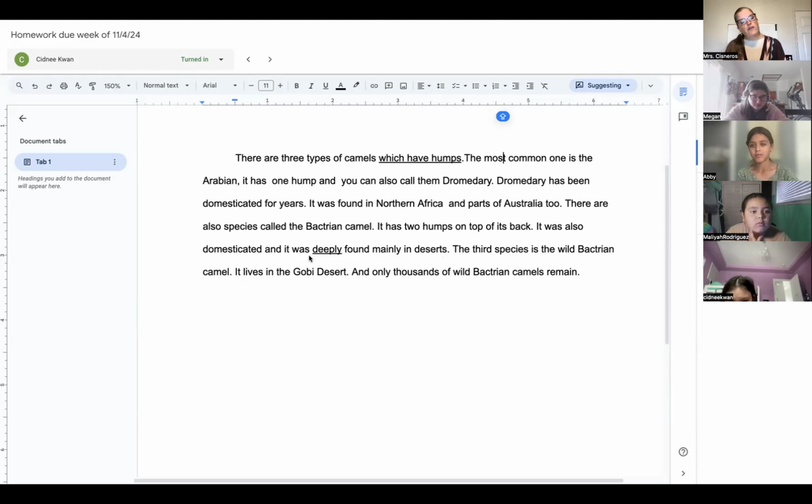Okay, deeply found, that's pretty good. You got that LY. You also have an LY right here in mainly. That's good. The third species is the wild Bactrian camel. It lives in the Gobi Desert, and only thousands of wild Bactrian camels remain. Let's give her a clap in the camera for Sydney. That was really good. I like it. Good job, Sydney.